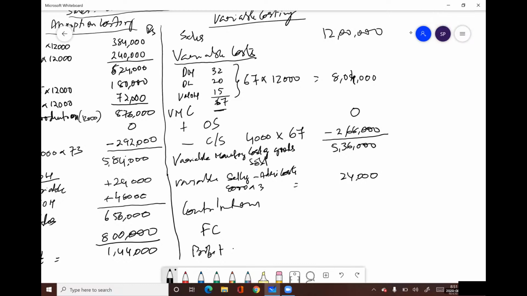So what is the total variable cost? How much is it? 5,60,000, sir. Total variable cost is 5,60,000.